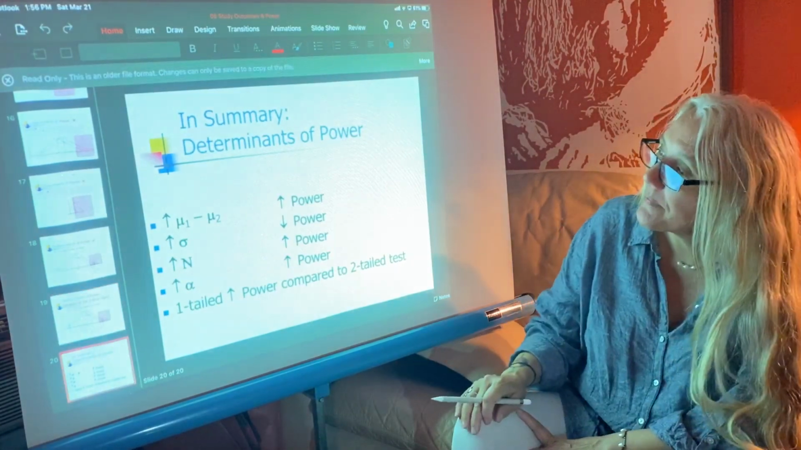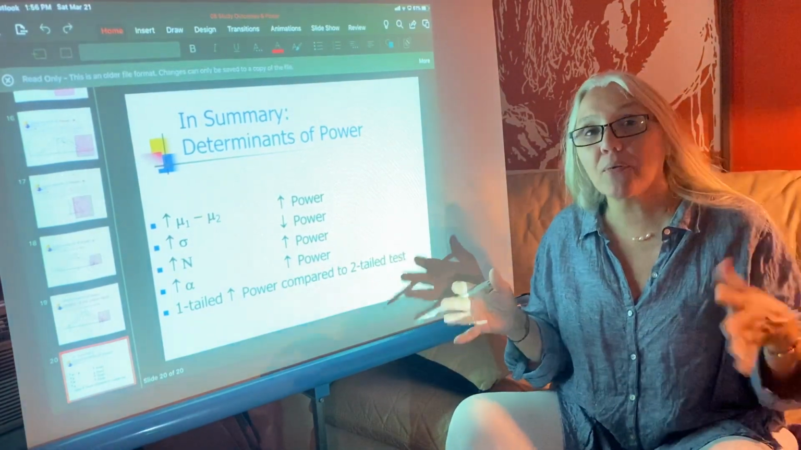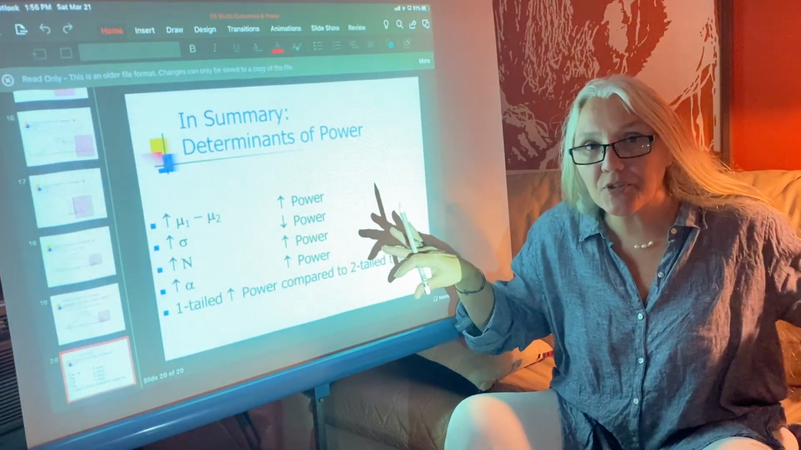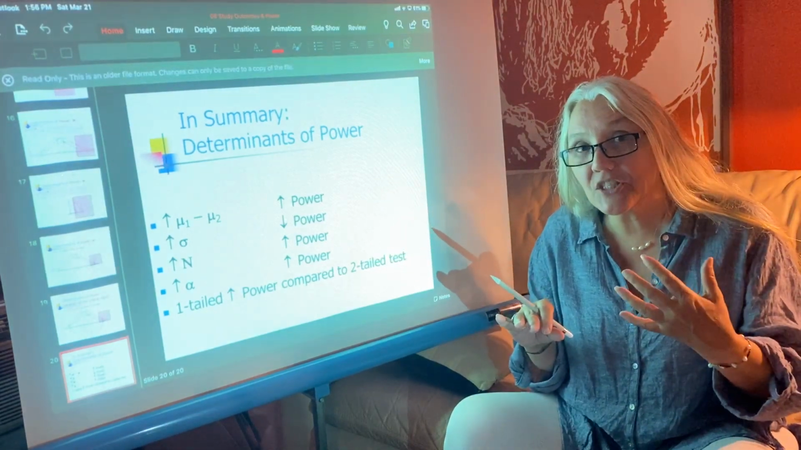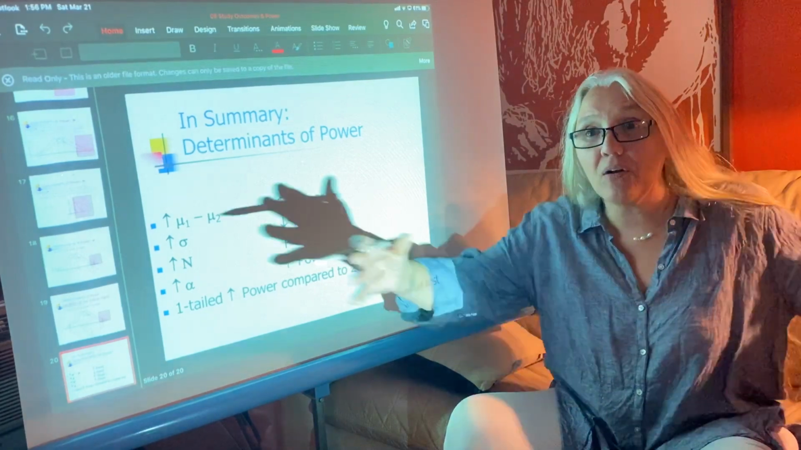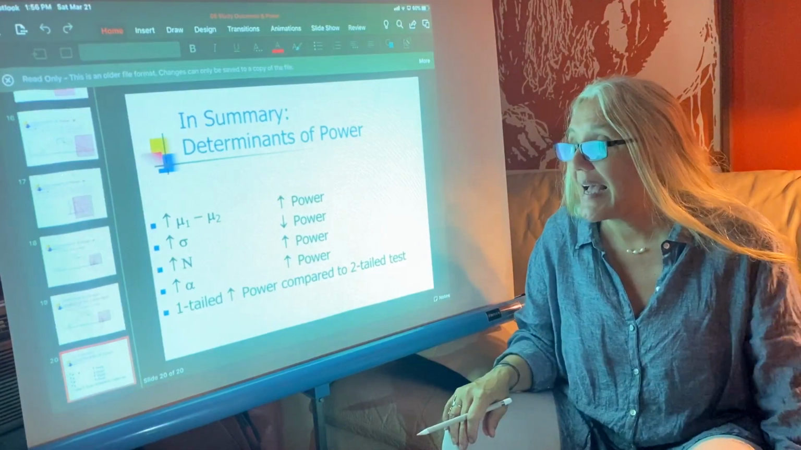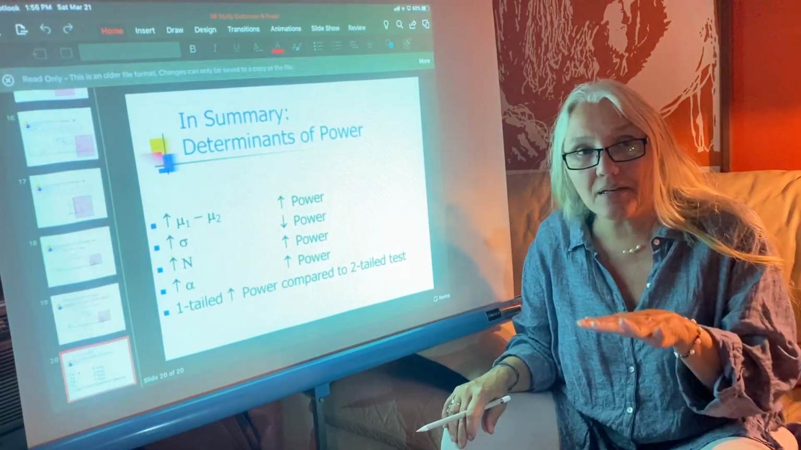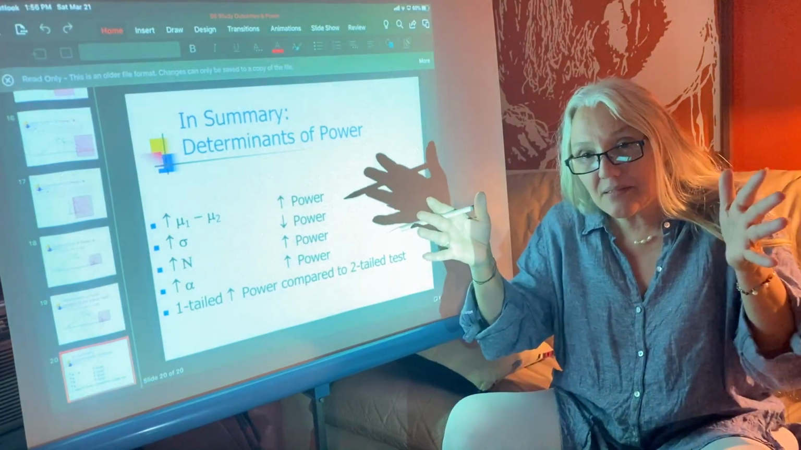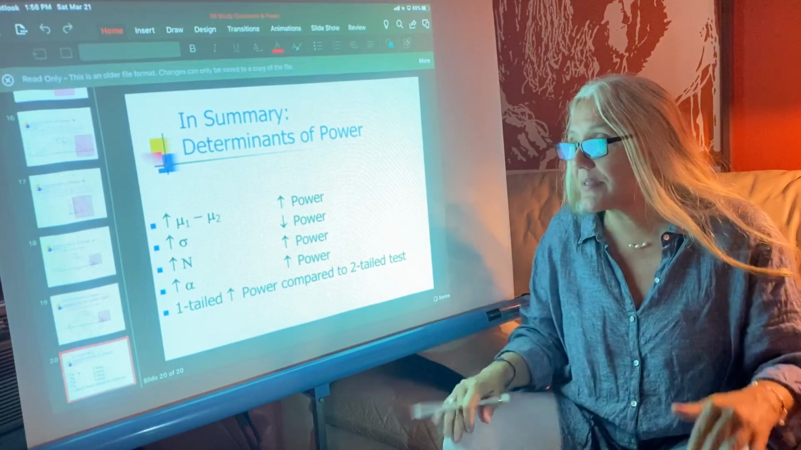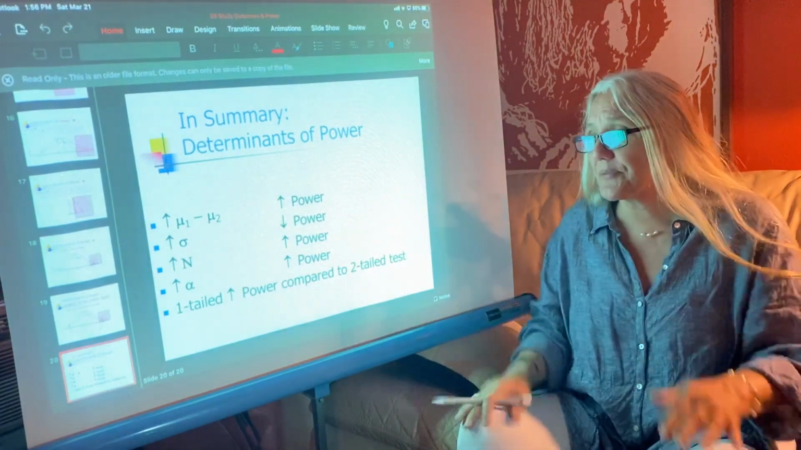So here we go. Differences between means. As the differences between means increase, power increases. It moves the distributions apart from one another. We can see that. As sigma, the standard deviation, increases, power decreases. Big old distributions all spread out. You can't tell them apart from one another. As n increases, that's the denominator of standard error, power increases, because it smushes up, it makes more narrow the sampling distribution. As alpha increases, power increases, because it gives us a bigger critical region.